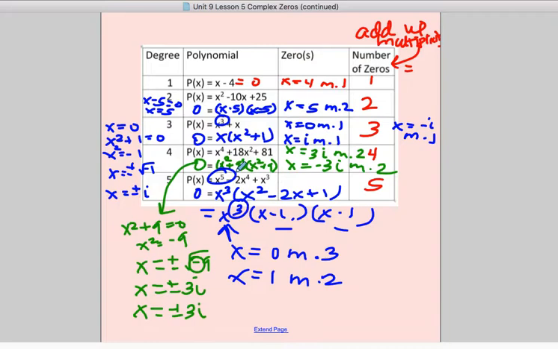Okay. So this is what we're going to be doing today. Some answers will be real zeros, some will be imaginary or complex. So let's go ahead and just look at example 1.